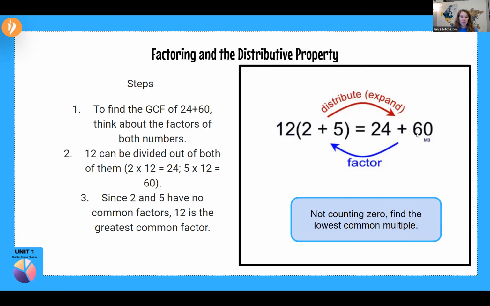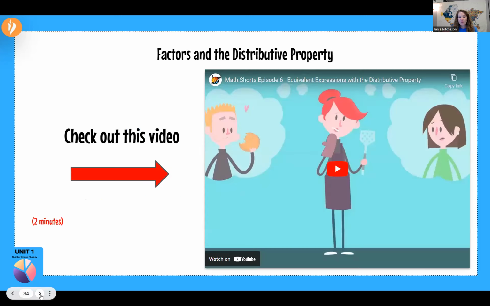All right, so let's do a couple of examples, so hopefully it'll make more sense to you. Here's a good video about equivalent expressions with the distributive property. It's only 2 minutes long if you need to come back and look at this.